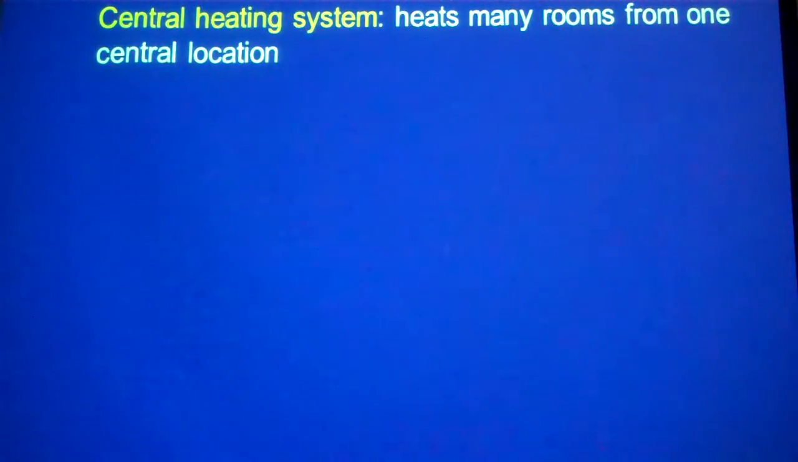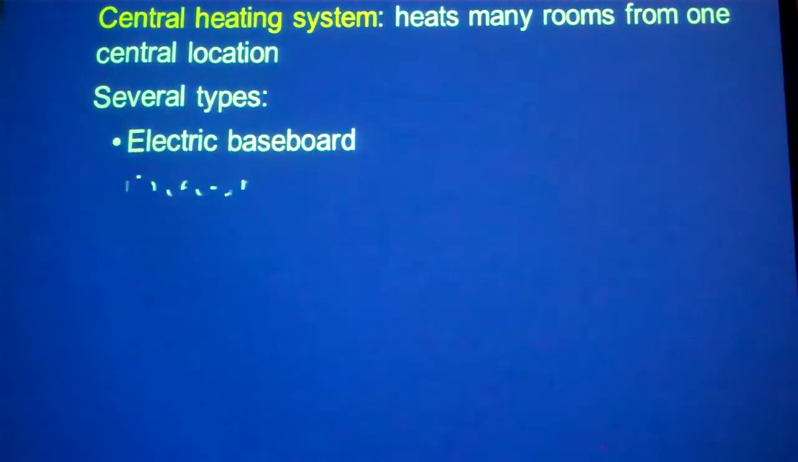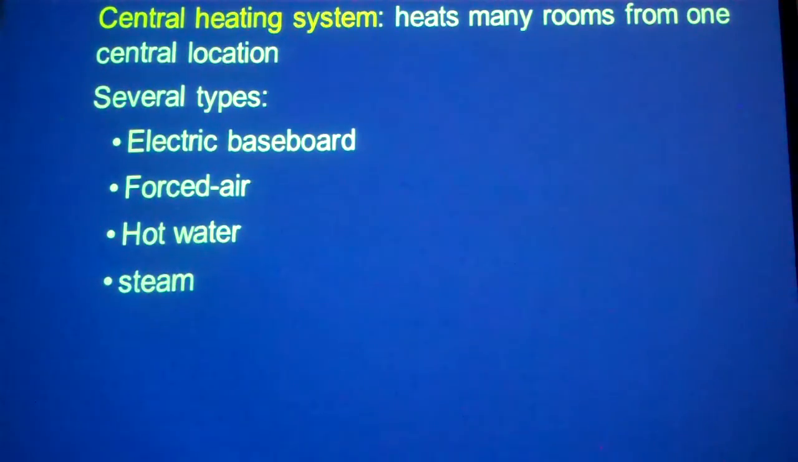The other major practical application of thermal energy is your heating and cooling system. So you have most likely a central heating system in your house or apartment or whatever, where there's one central place to generate the heat, and then that heat is sent out to the rest of the building. There are several different ways to do that.